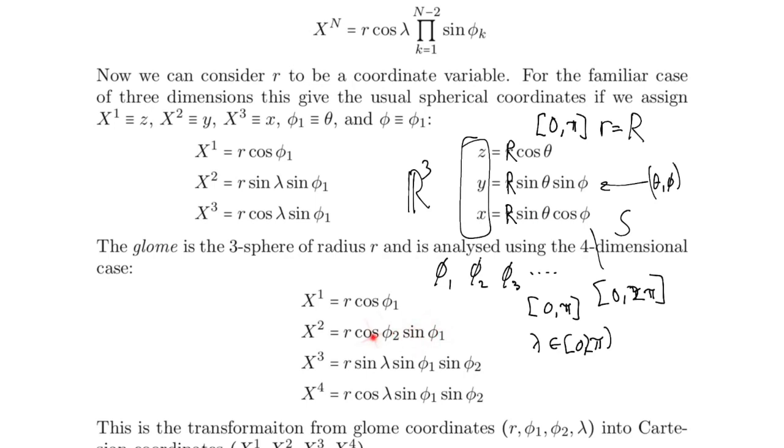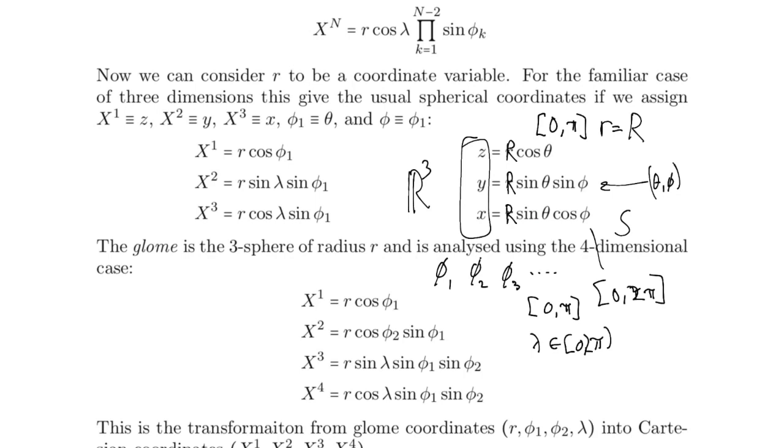It's got two angular coordinates that are in the range from 0 to pi. x3 is sine lambda sine phi 1 sine phi 2, and x4 is cosine lambda sine phi 1 sine phi 2. The last two, this part is the same, but this other angle variable, the one that goes from 0 to 2 pi, makes an appearance.